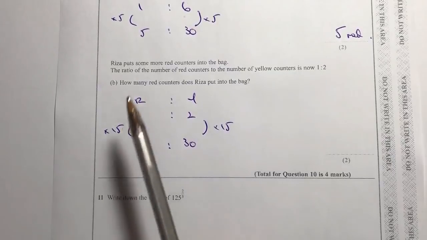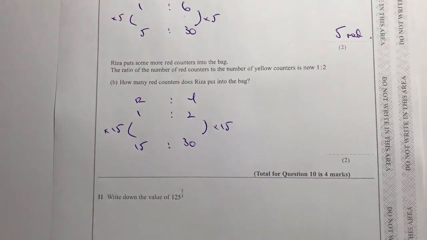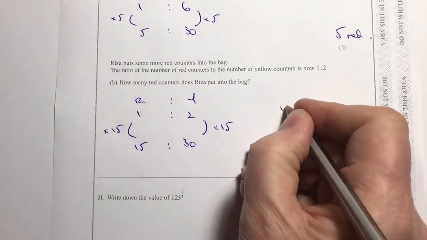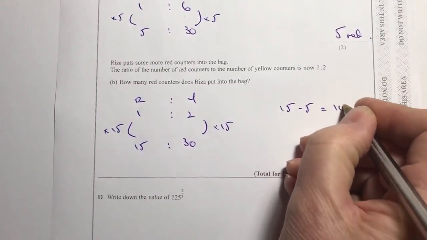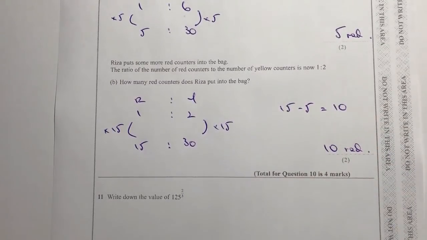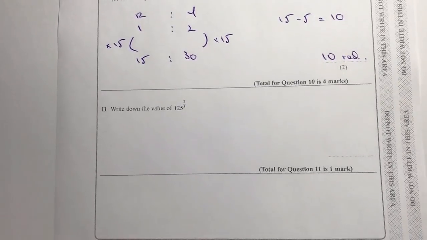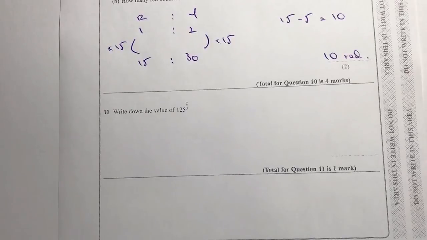Now don't forget, originally there were 5, there's now 15, so 15 take away 5 is equal to 10, so she must have put 10 red counters into the bag. Hope that's all right. Let's just finish this video with question number 11. This is a 1 mark one. Bit mean really for 1 mark.